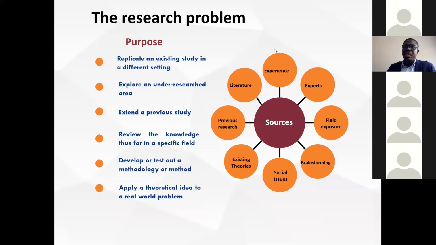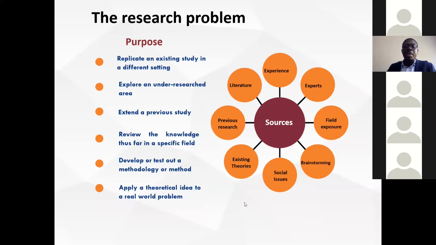You may have carried out a previous study when you were an undergraduate or when you were doing your master's, and you want to extend it. You are allowed to do that. Or someone else may have done a study and you think that you can extend it. You can add some other variables, some other consequences, or some other antecedents.